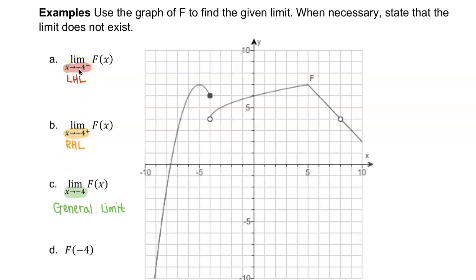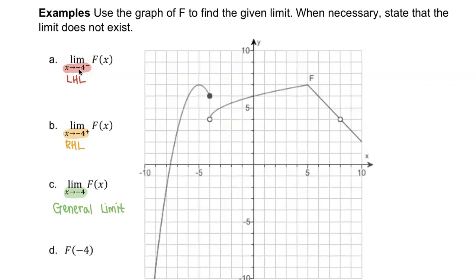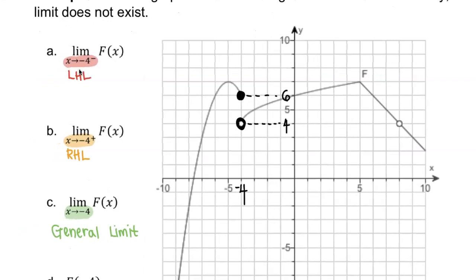So where is -4? Let's find -4 on the x-axis. That's -5 right there, so -4 must be one to the right here. That's -4. Look and see what's happening. We have an open circle here at 4, but we also have a closed circle up at 6. Now this is interesting because when we look at the x value of -4, we have two circles on top of each other. Now let us do the left-hand limit first.